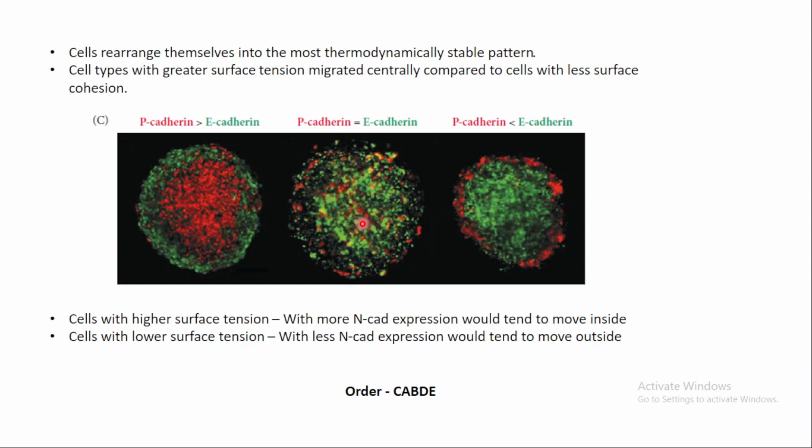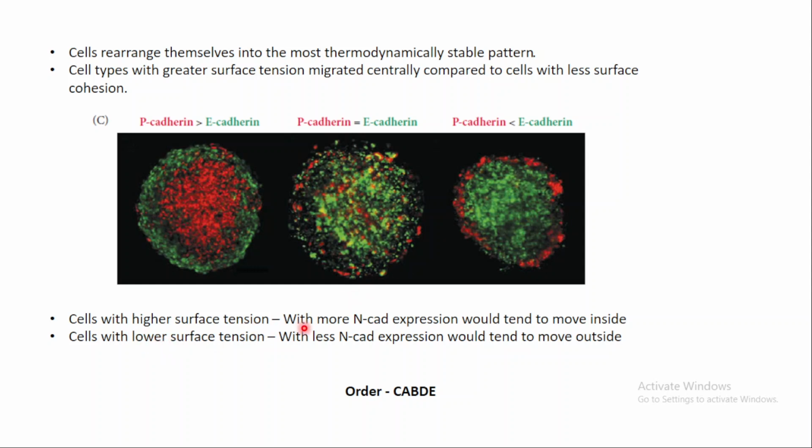This is again from the Takeichi experiment. We have P cadherin greater than E cadherin. Here, with the surface tension of P cadherin greater, P cadherin is occupying the center of the ball, and E cadherin the periphery. When the surface tension of P cadherin is equal to E cadherin, we do not see any organization, cells are dispersed apart. When E cadherin surface tension is greater than P cadherin, E cadherin is making the core while P cadherin is making the outside.